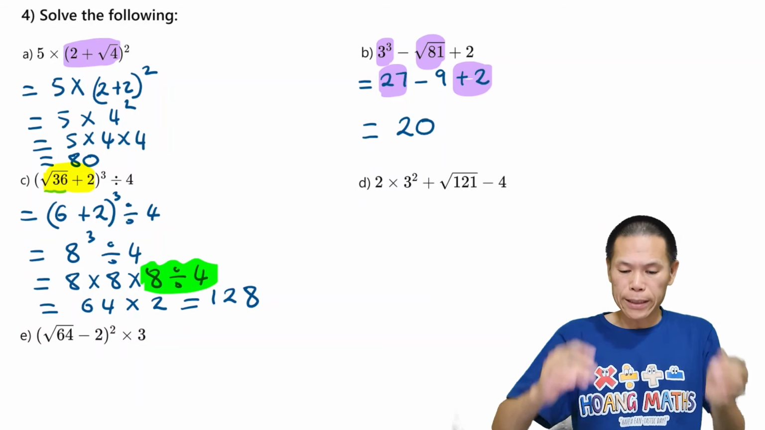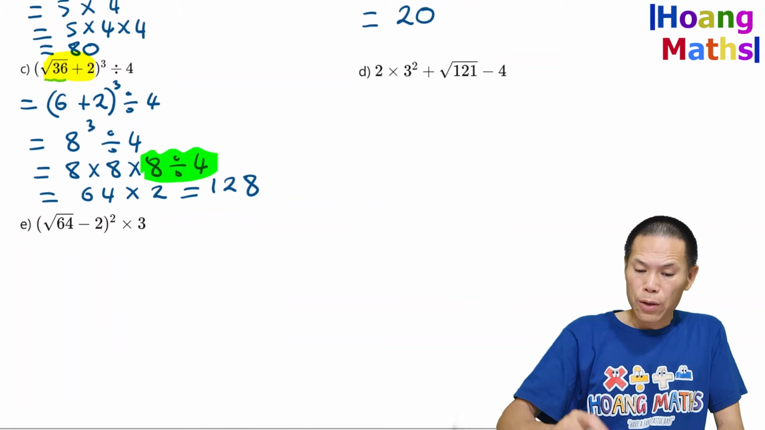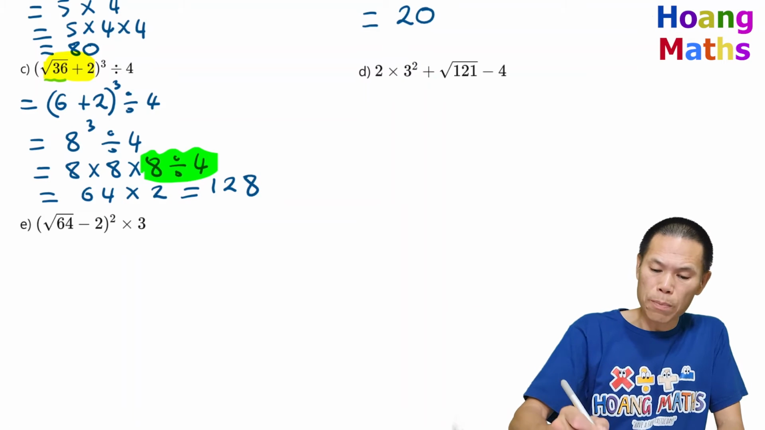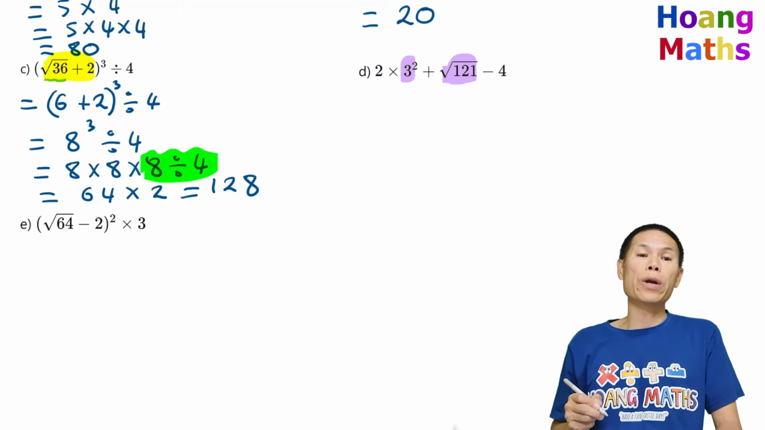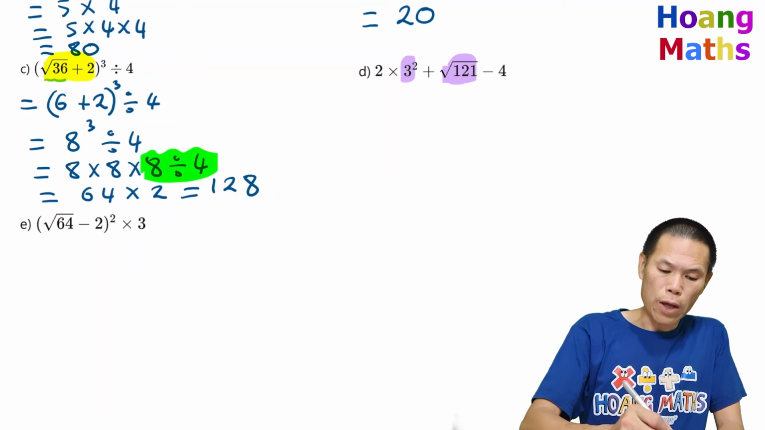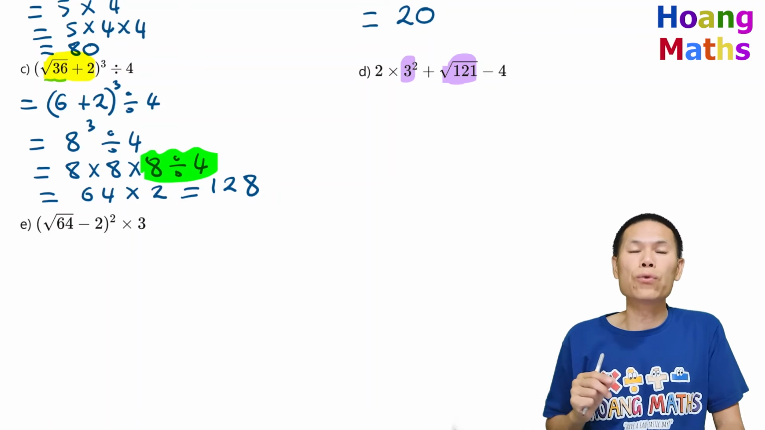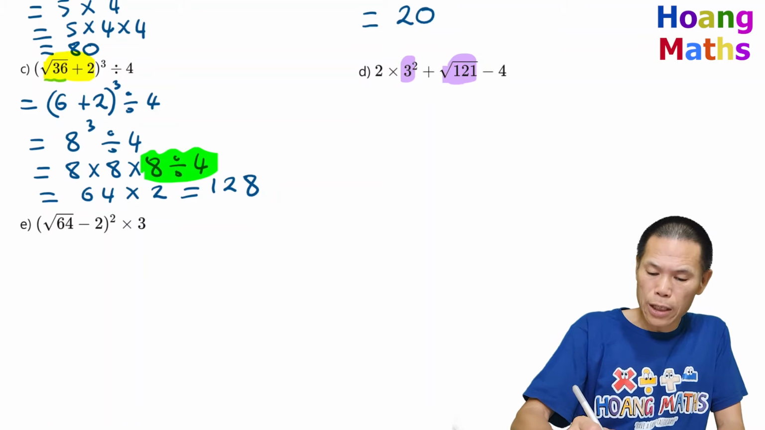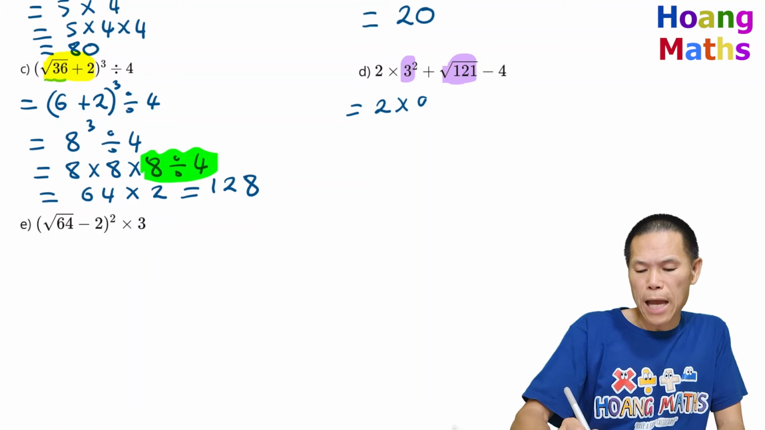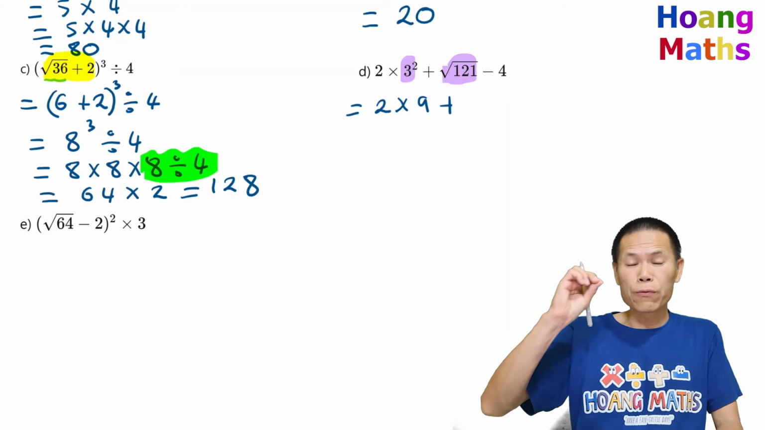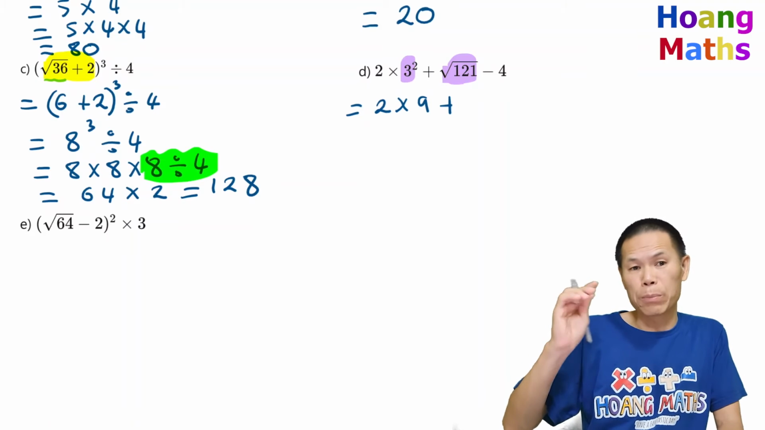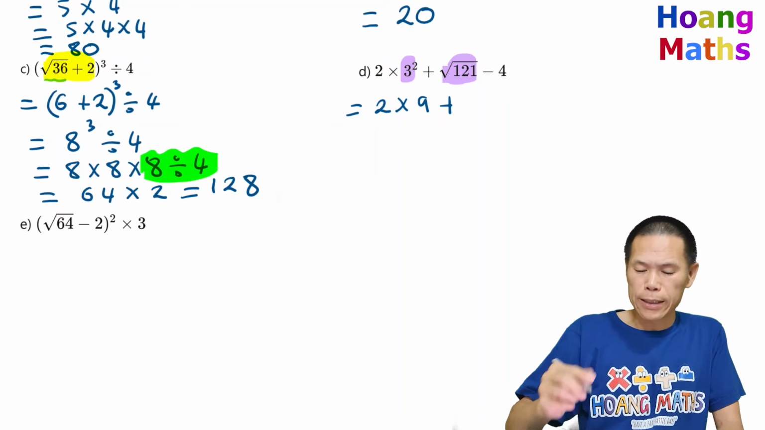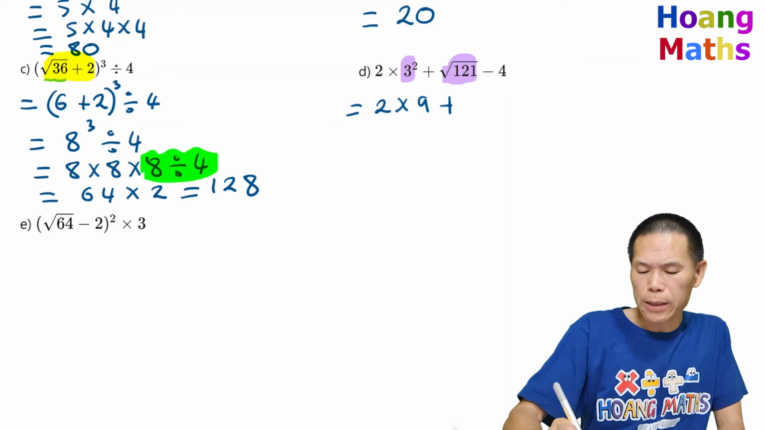Okay, part D. So we have 2 times 3 to the power of 2, and then we add the square root of 121, and then we minus 4. So we need to work out 3 to the power of 2 first. 3 squared, if you like, is 9. So that is equal to 2 times 9. We add square root of 121, which is 11, because 11 times 11 is 121. And we minus 4.